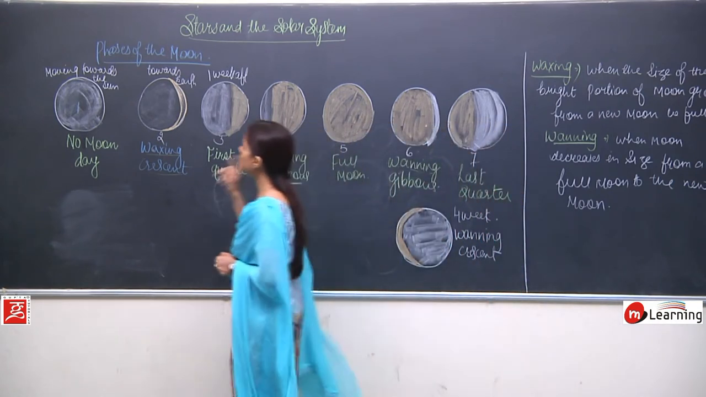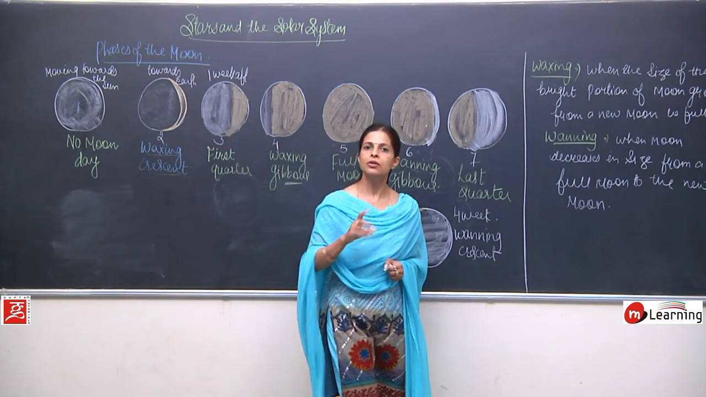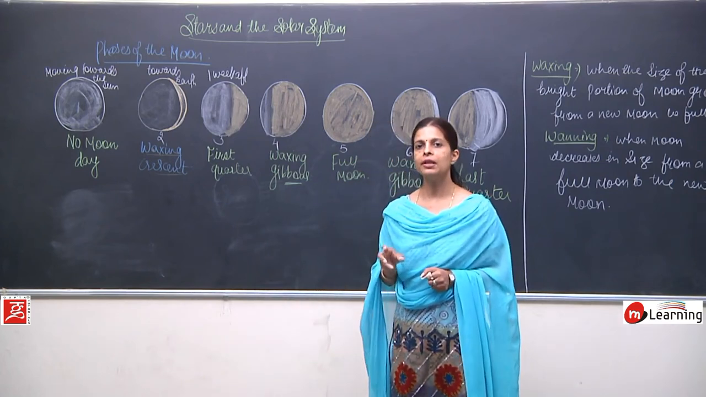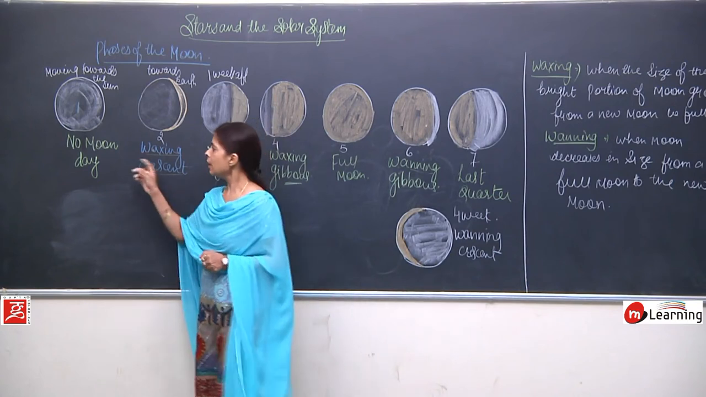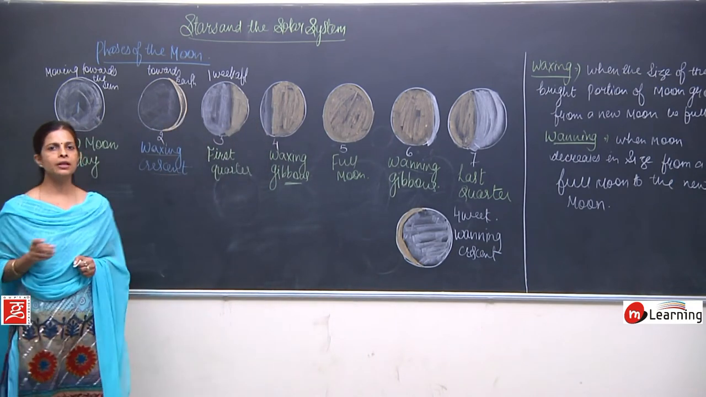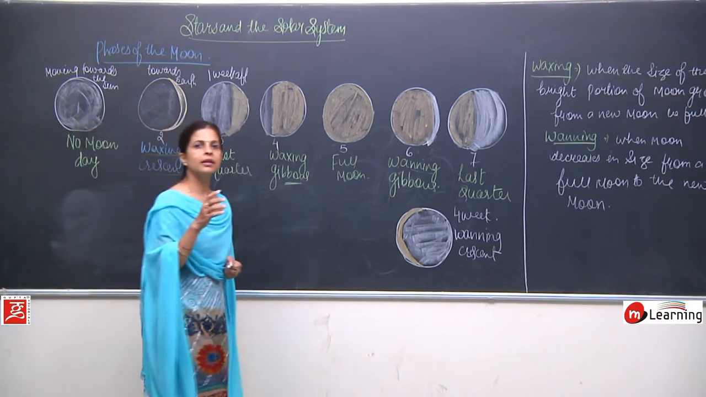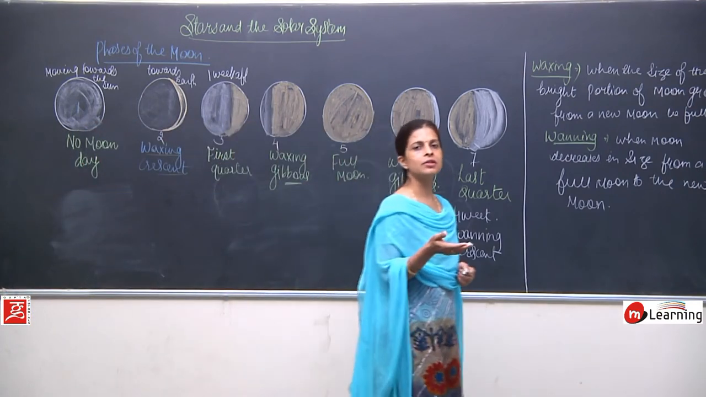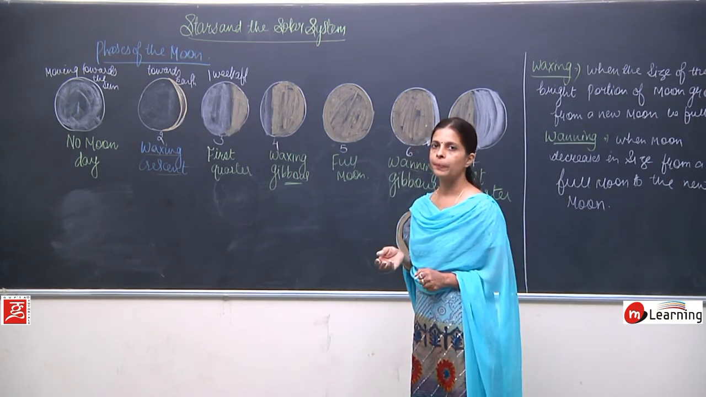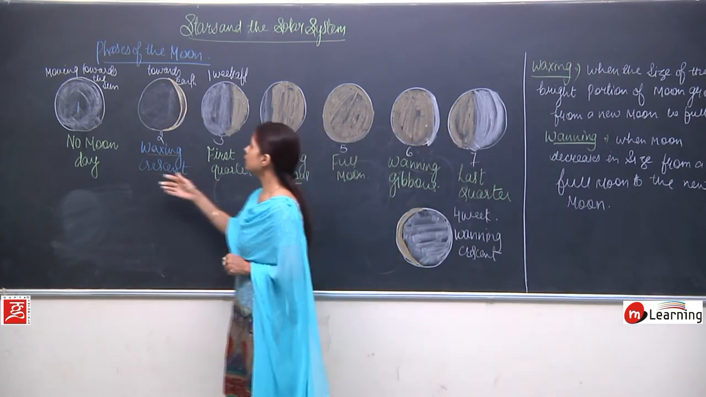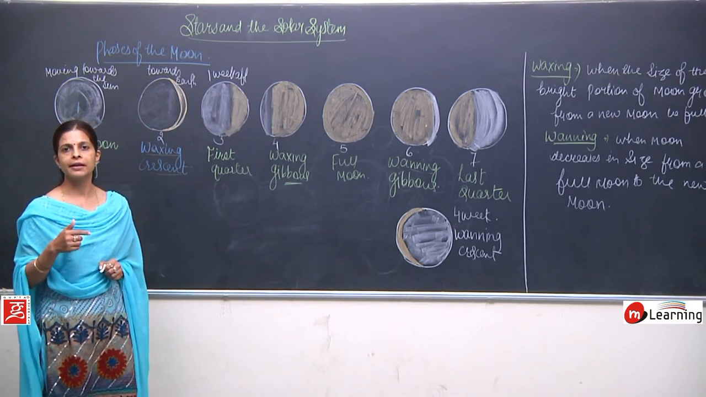Now when we talk about the first stage, that means no moon day, when there is no moon in the sky, which is known as Amavasya in Hindi. Here the moon is moving towards the sun, and so the reflected light is not able to reach the surface of the earth, and so we are not able to see the moon. Now slowly from here the moon starts moving towards the earth, as I have shown in the diagram before this.